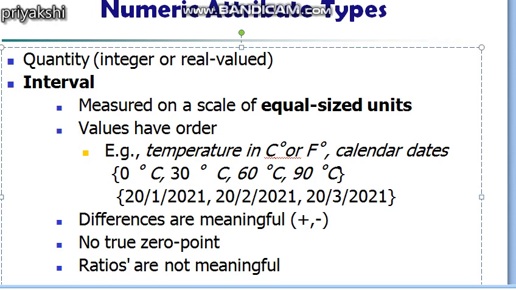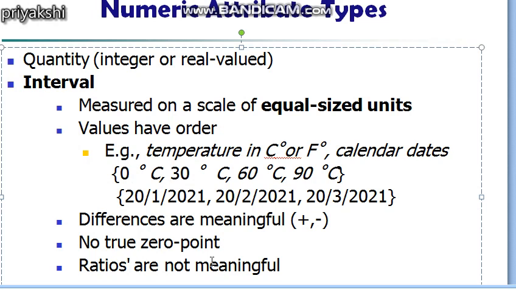So what we have learned is that interval attributes are of numeric size where integer and real values are supported. It's measured on a scale of equal size units, as you can see here, 30 degree, 30 degree, 30 degree. Values have order, or orders are meaningful, and we can perform this additional operation apart from the less than or greater than operation which are applied in ordinal attributes. There is no true 0 point, so the temperature can be less than 0 degree centigrade, and ratios are not meaningful in case of interval scale variable.